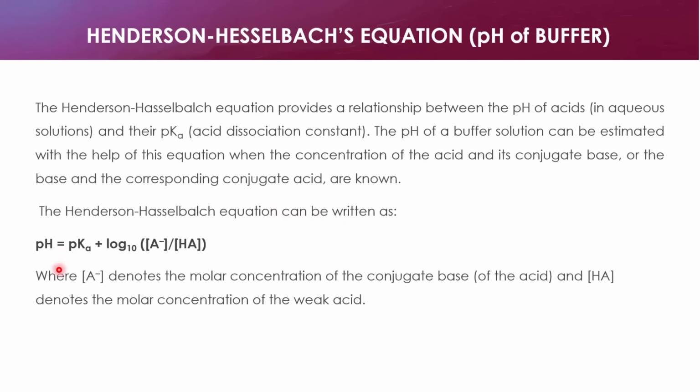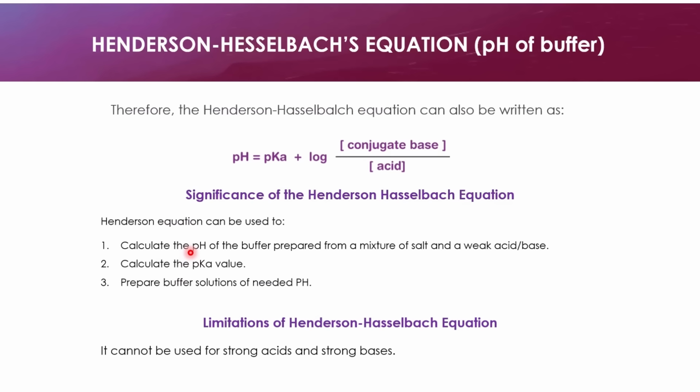Significance of the Henderson-Hasselbalch equation. The Henderson equation can be used to: one, calculate the pH of a buffer prepared from a mixture of a salt and a weak acid or a weak base; two, calculate the pKa value; and three, prepare buffer solutions of needed pH. Limitations of the Henderson-Hasselbalch equation: it cannot be used for strong acids and strong bases.